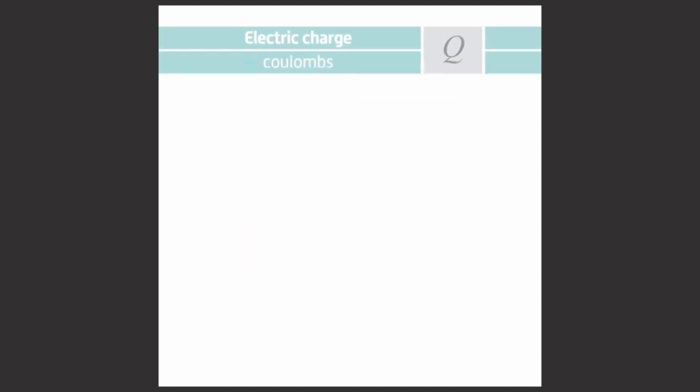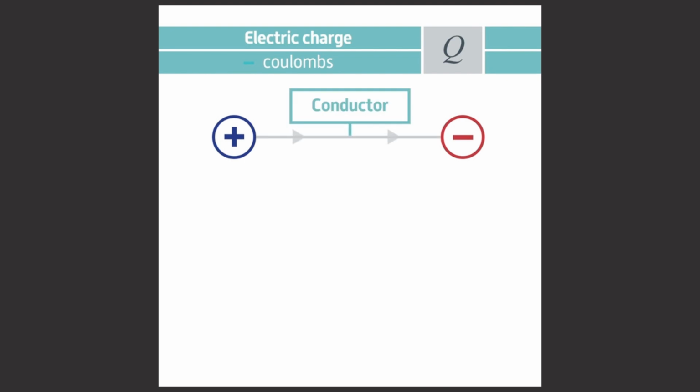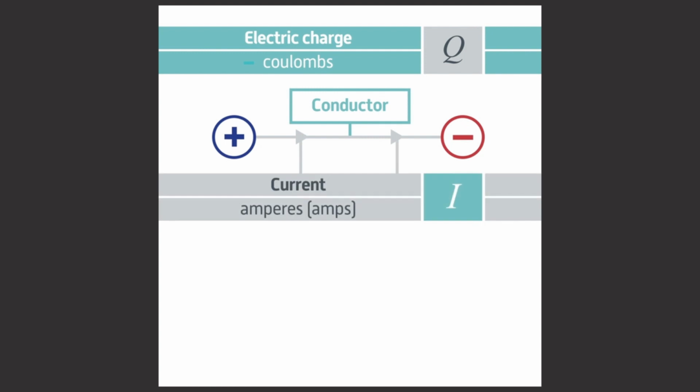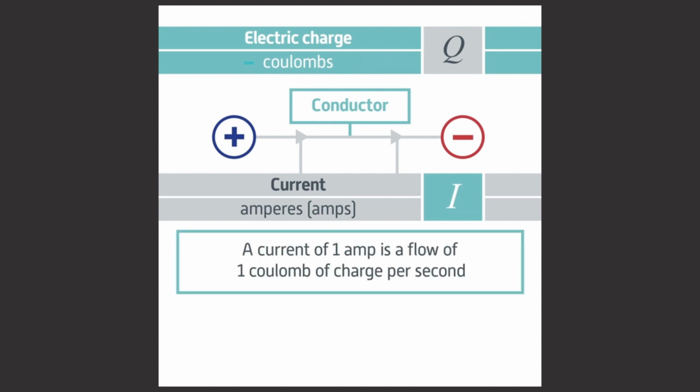The symbol for electric charge is Q. Charge is measured in coulombs. If opposite charges are connected by a material which conducts electricity, a conductor, the electric charge will flow through the material. The rate of flow of charge is called current. Current has the symbol I and is measured in amperes, or amps for short. A current of 1 amp is a flow of 1 coulomb of charge per second.